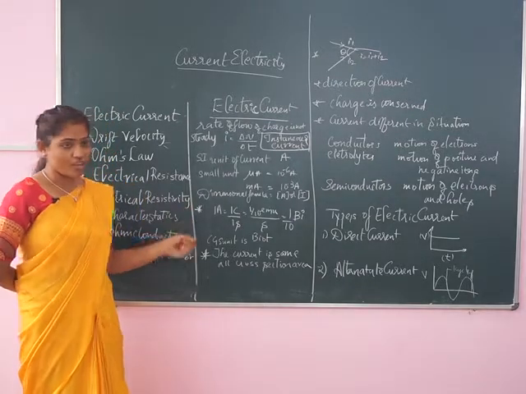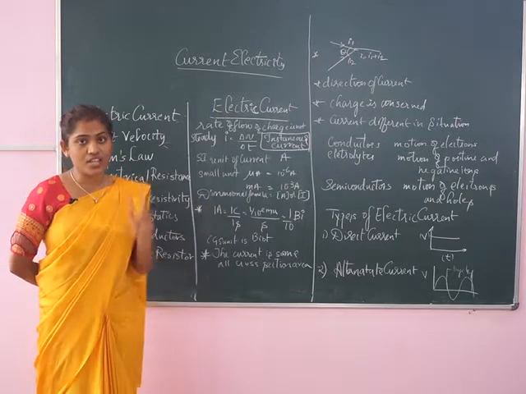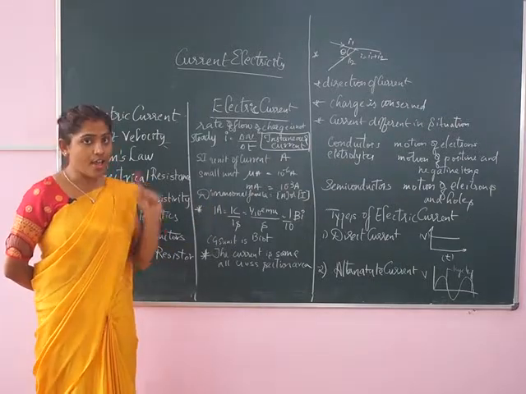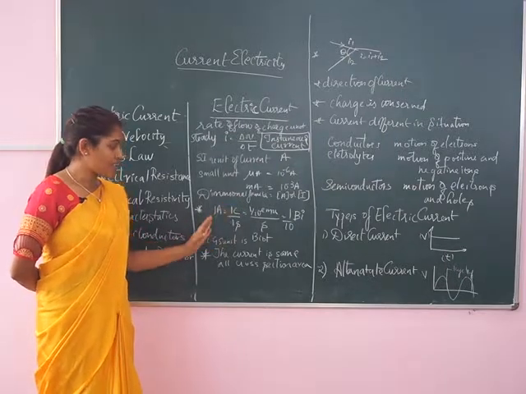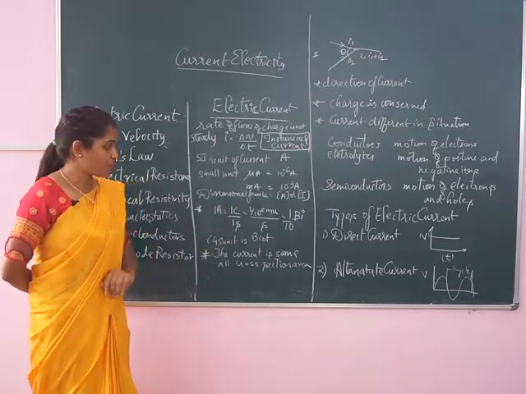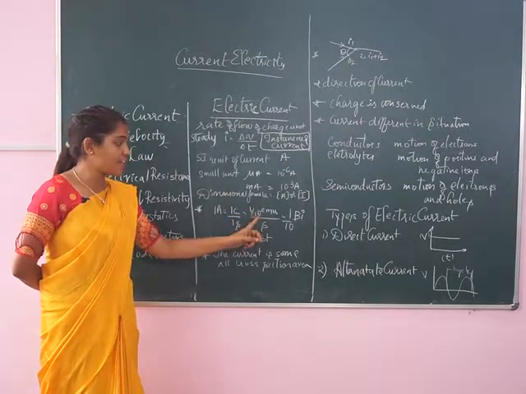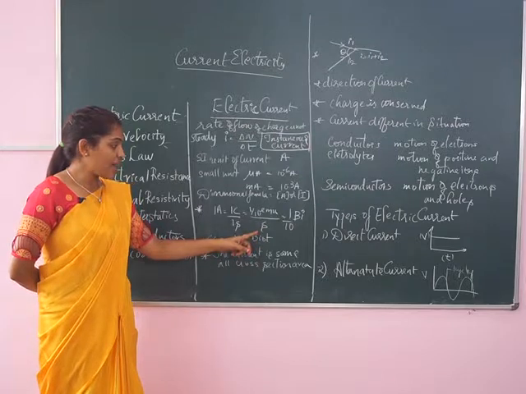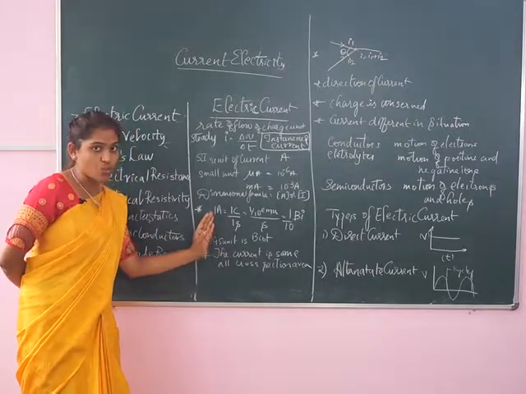Next important thing: we can say 1 ampere when 1 coulomb of charge flows through a cross-sectional area in 1 second. Then I can say it is 1 ampere. 1 coulomb is nothing but 1 by 10 EMU, per second. So the SI unit of current is 1 ampere.